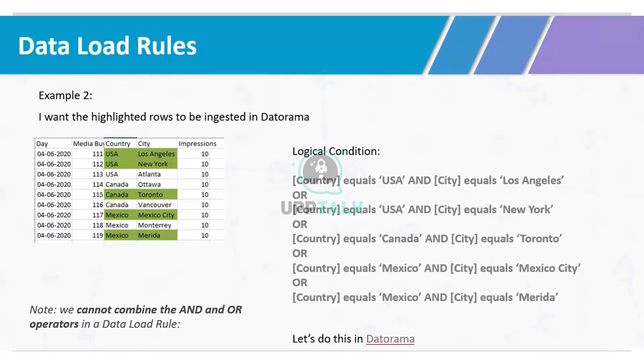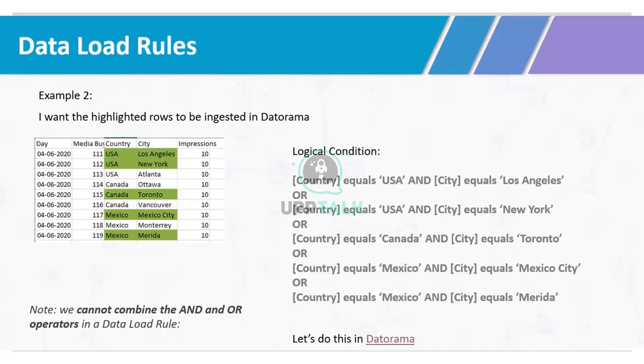Let's create one for US which says country equals US and city equals Los Angeles, or city equals New York, or country equals Mexico and city equals Merida, or country equals Canada and city equals Toronto. It can come to your mind, but we need to keep in mind something.